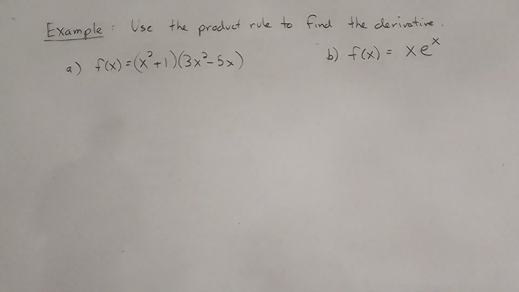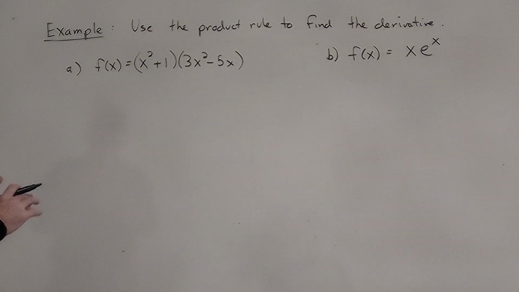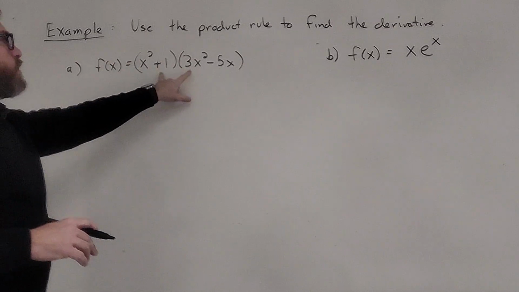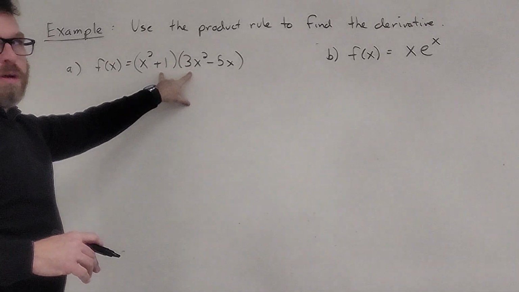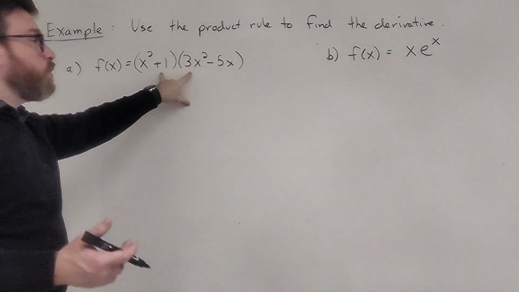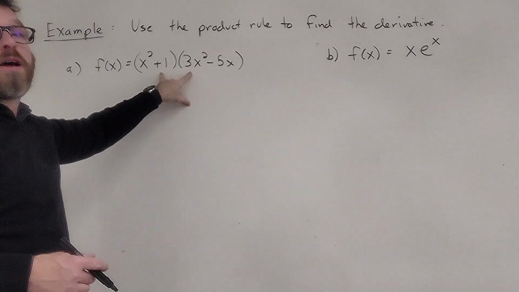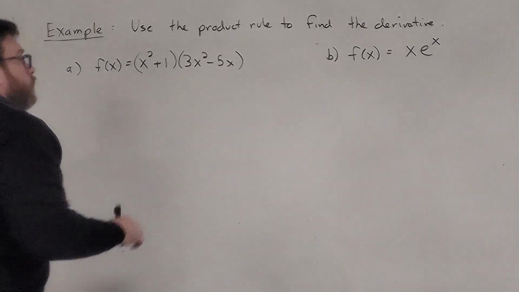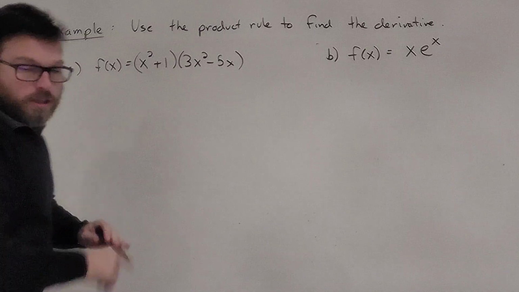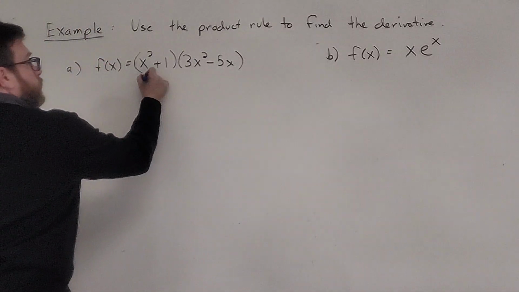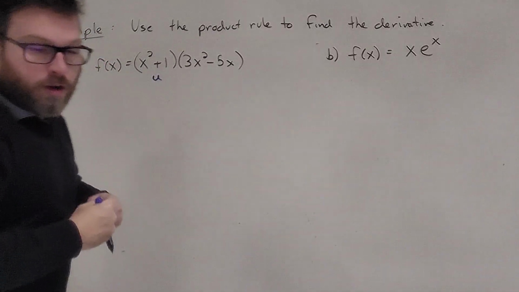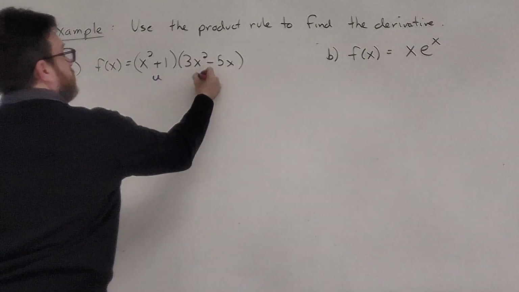So we're going to use the product rule to find the derivative of these two functions. I know these are polynomials, and it might be easier just to multiply first and take the derivative second, but I'm really trying to practice this product rule. So what I like to do is label these things. This function right here is going to be u, that binomial, and this binomial over here is going to be v.